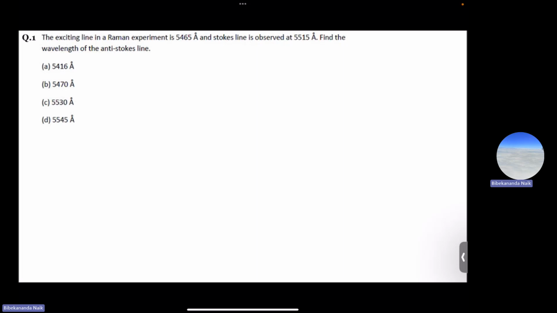Here the Stokes line is given. The Stokes line which was observed was at 5515 Armstrong. Now we have to find out the wavelength of the anti-Stokes line. These are the four options that are given. I'll give you a few minutes to try this question, then we will discuss how to approach it.